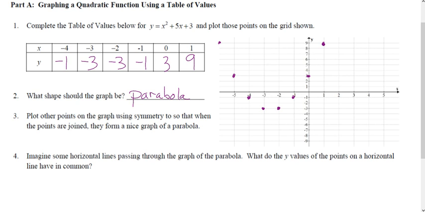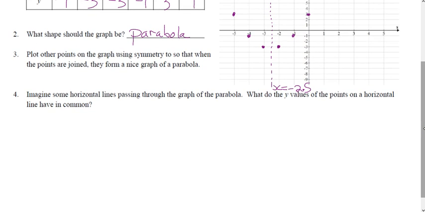So plot other points on the graph using symmetry. We did that by actually plotting our axis of symmetry, x equals negative 2.5. Plot other points, done. Yeah, we have a nice parabola. Now I don't know where the vertex is. I don't know how low it goes.